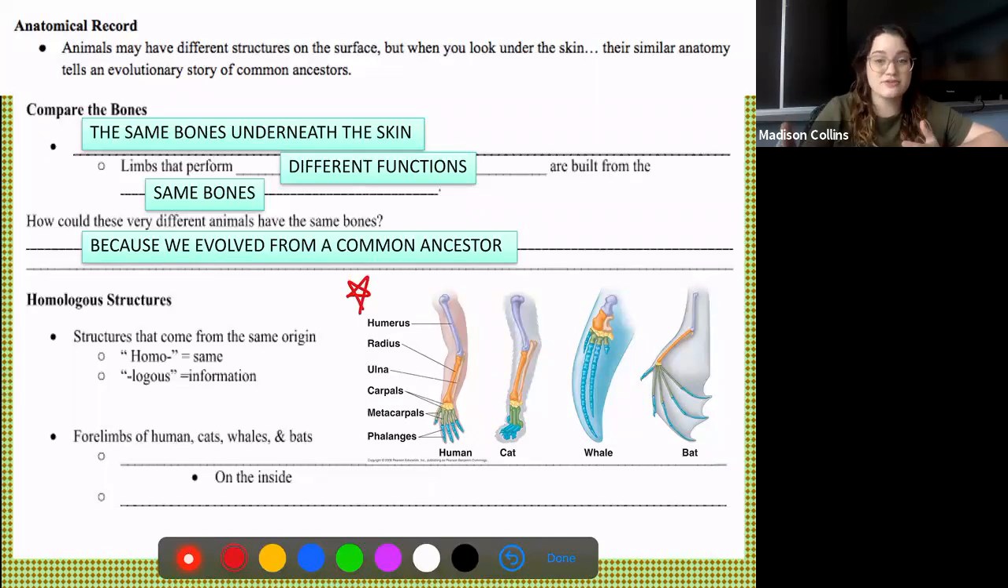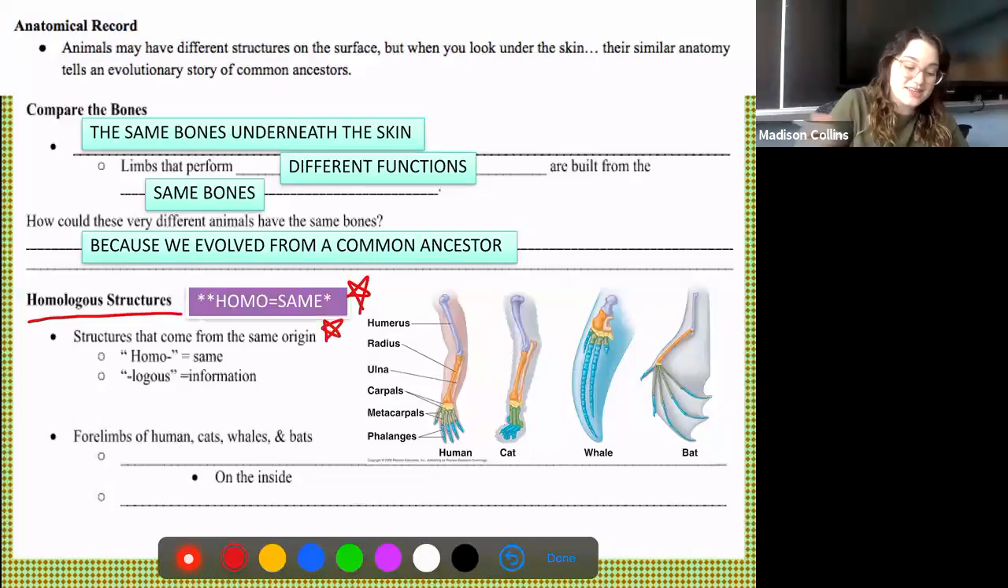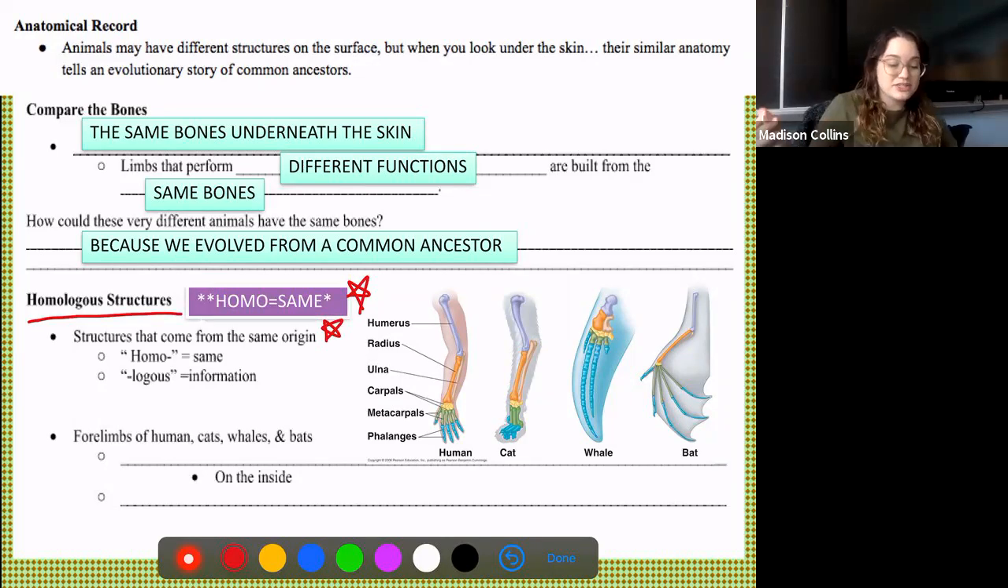We use our arms and our fins for different functions, but we've got the same ancestor. And we call these structures homologous structures. These are structures that come from the same origin. So again, that word homo means same. Logos means information. So we're talking about the same origin, same structures, really. Right? So again, we've got the forelimbs of humans, cats, whales, and bats.